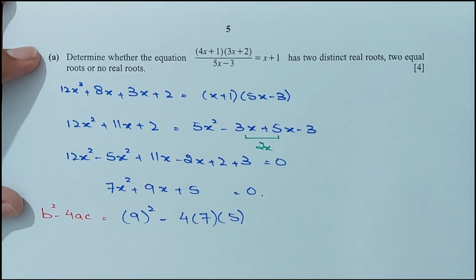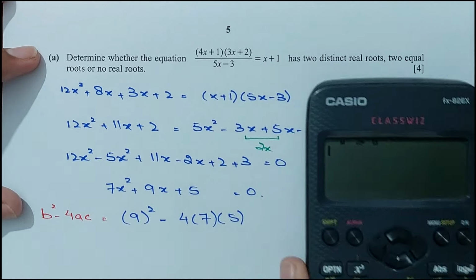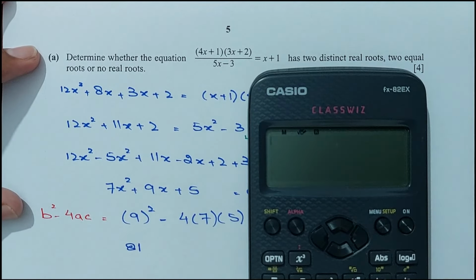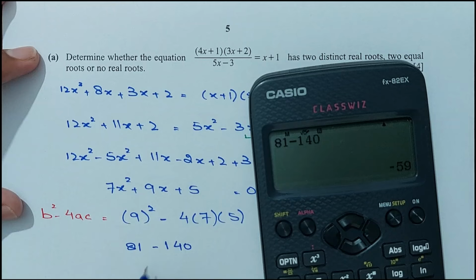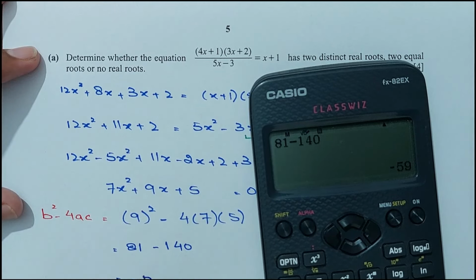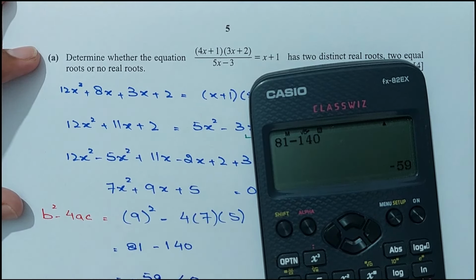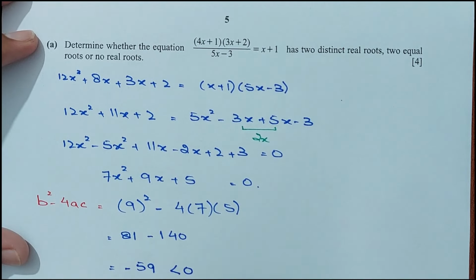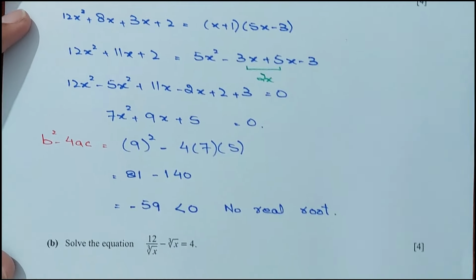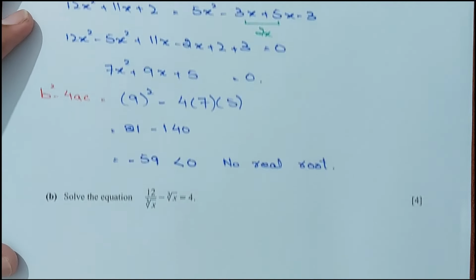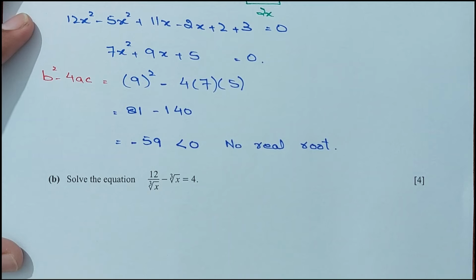Alright, now we have 9 square is 81. 4 times 7 times 5, this would be minus 140. From 81 subtract 140, this is minus 59. Since the discriminant is less than 0, it is negative, it has no real roots. When it is equal to 0, it has two equal roots. When it is positive, it has two distinct real roots. Since the discriminant is negative, it has no real roots. Now moving to part B of number 3, solve the equation.